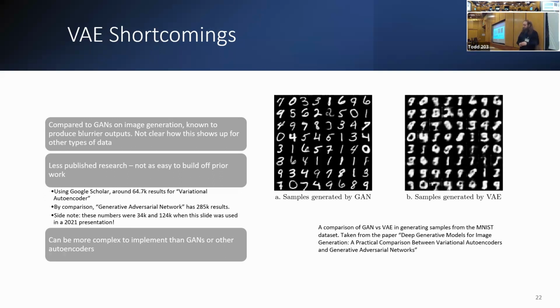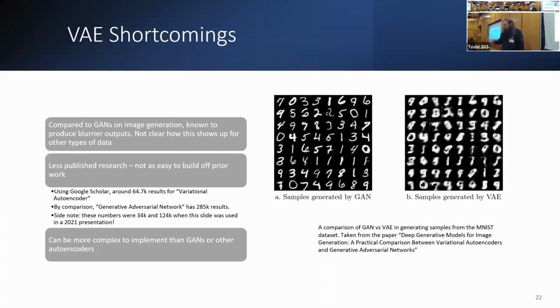There's also a lot less published research on this topic. I will note, I have given a talk to CySER with this exact same slide before. When I gave that presentation, I had found that there were 34,000 Google Scholar results for VAEs and 124,000 for GANs. And now it's 64,000 for VAEs and 285,000 for GANs. So they've both gone up, with GANs a little bit more than double, and with VAEs a little bit less than double. They're also a bit more difficult to implement, though at the very least training is not as much of a pain.